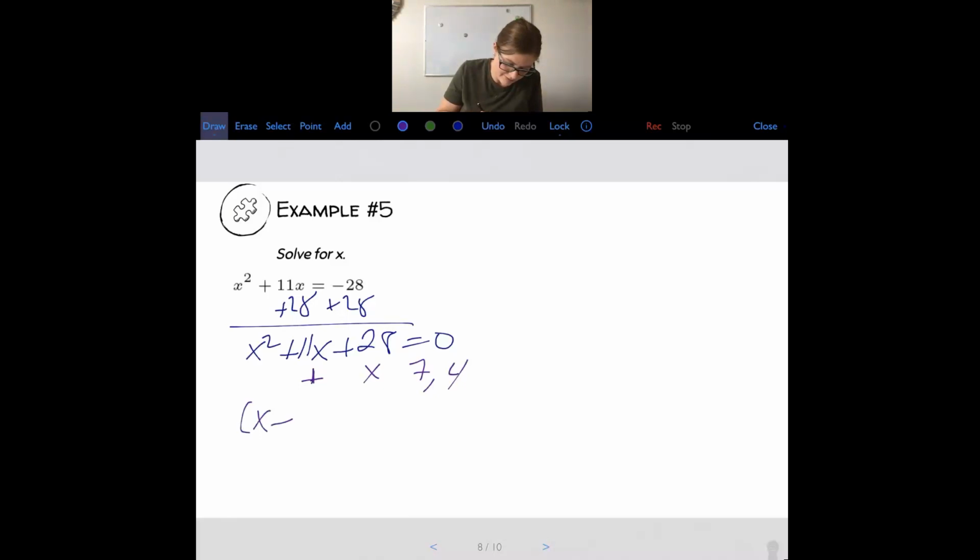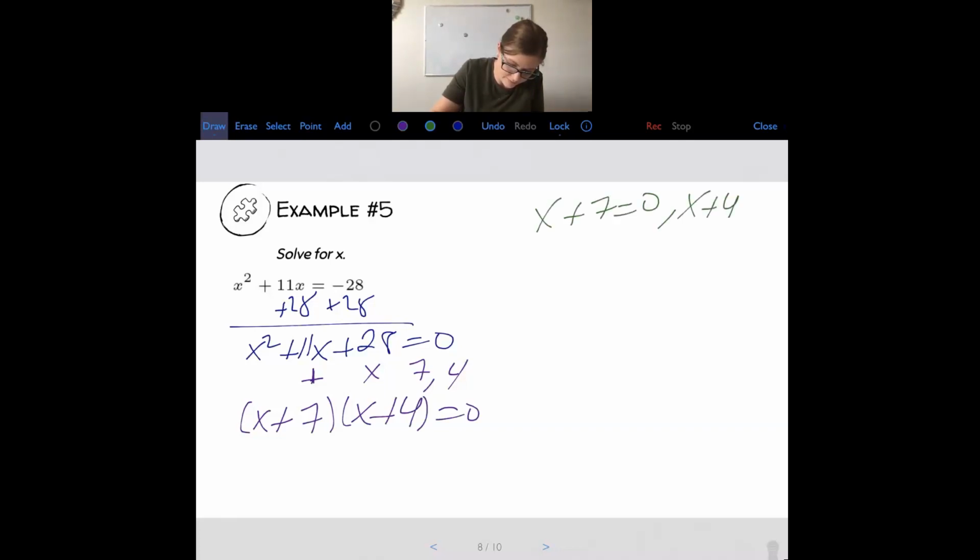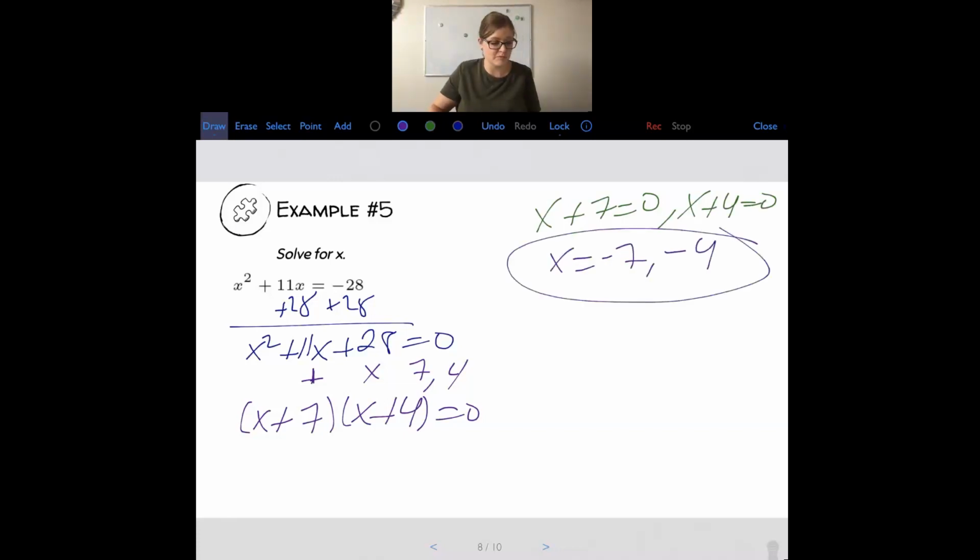Okay. So we have x plus 7, x plus 4 is equal to 0. And then we set each factor equal to 0. So here we get x is equal to -7 and -4. So those would be our two answers.